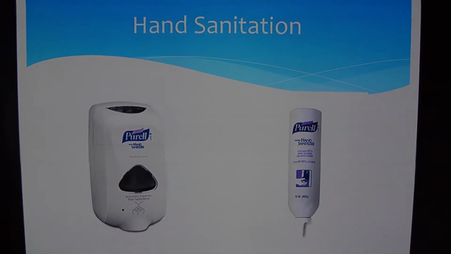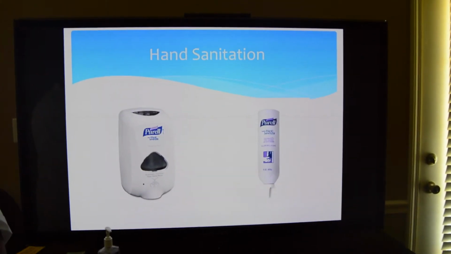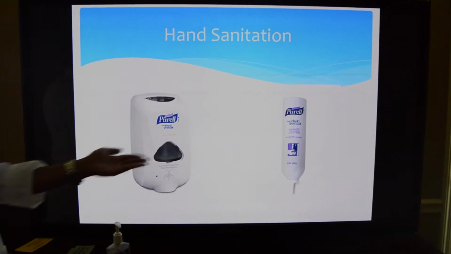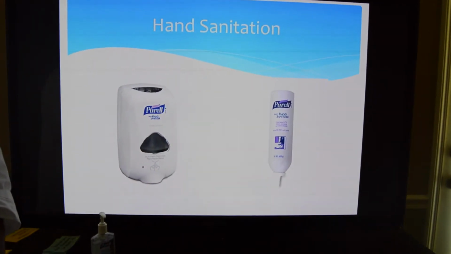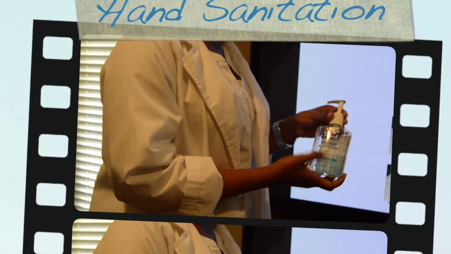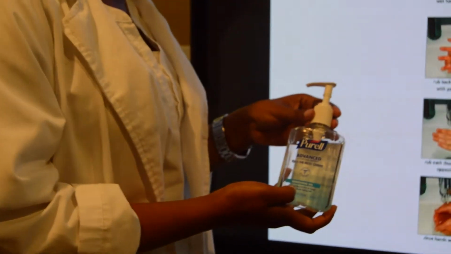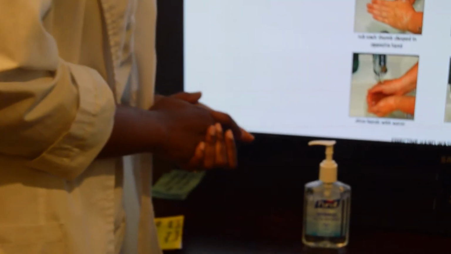When a sink is not readily available, it is safe to use hand sanitizer. This comes in a gel or foam form. When a sink is not available, hand sanitizer can be used, and it will be the same technique as with the hand washing, except minus the water.